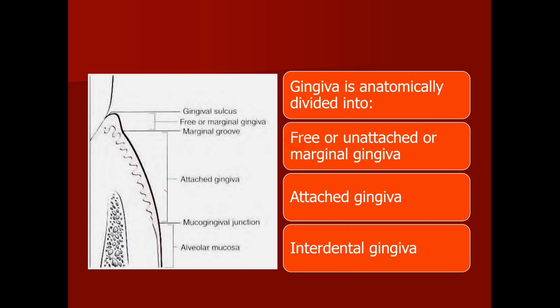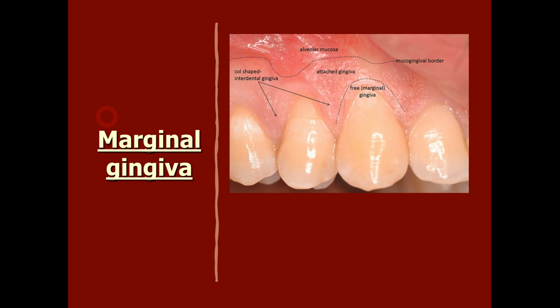So this is the anatomical classification of gingiva. Firstly, we have free, unattached or marginal gingiva. Then we have attached gingiva, and then we have interdental gingiva. So these are the three types of gingiva which you should know and which is very important. Other than that, there is the gingival sulcus, which is a normal space, normally less than 2 mm. Now, talking about marginal gingiva in detail, in this clinical picture you can appreciate all types of gingiva we discussed in the previous slide.